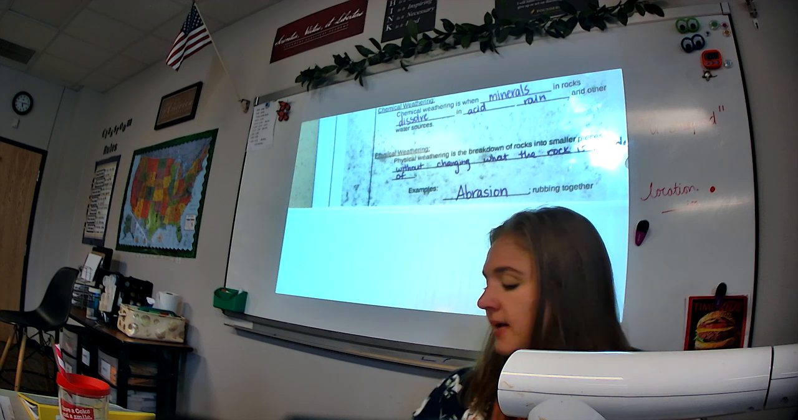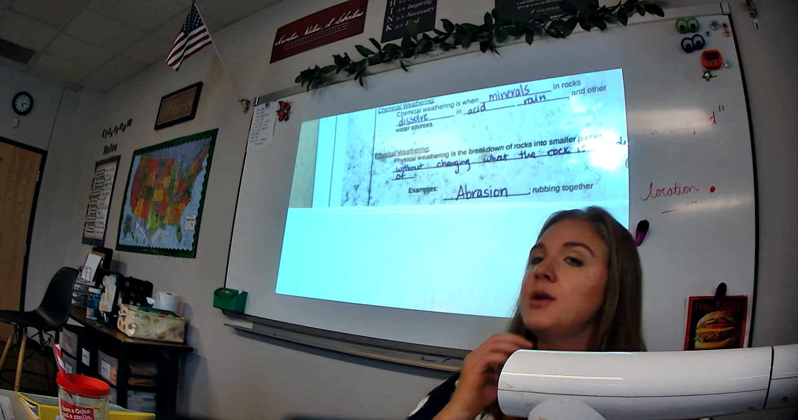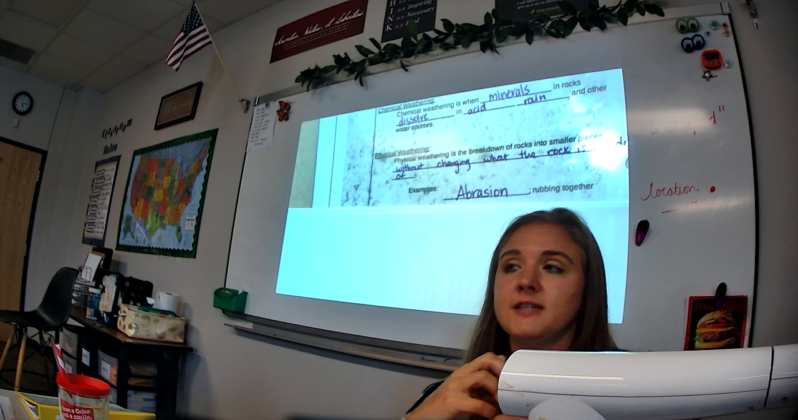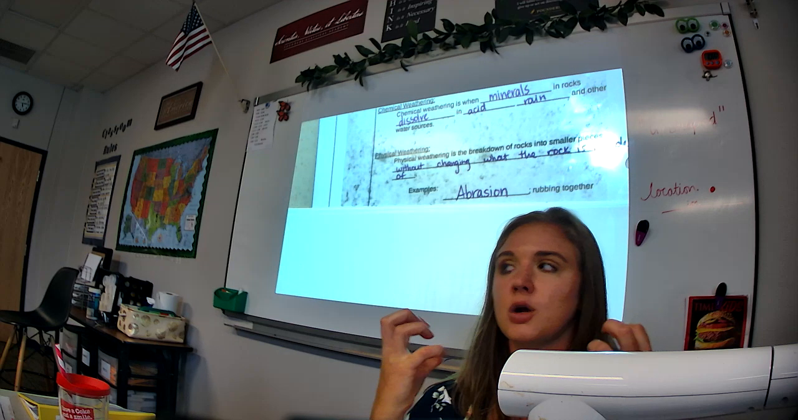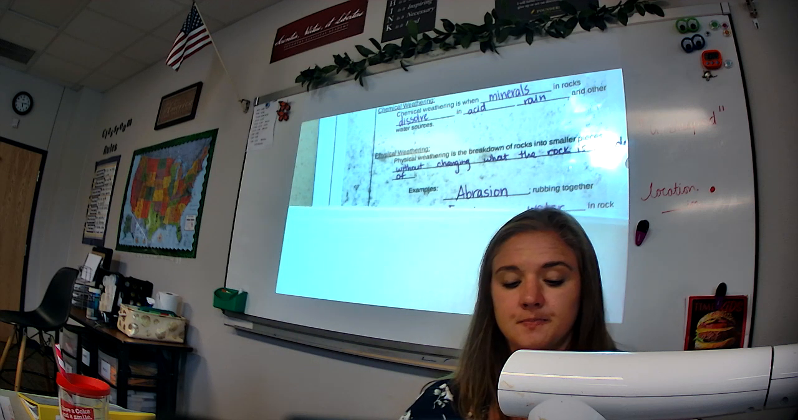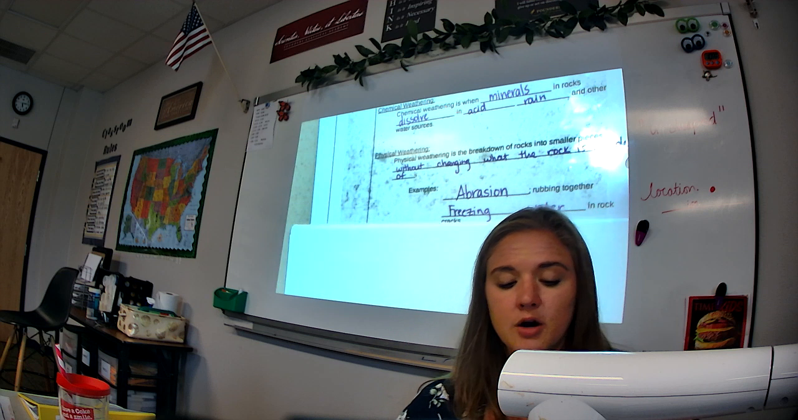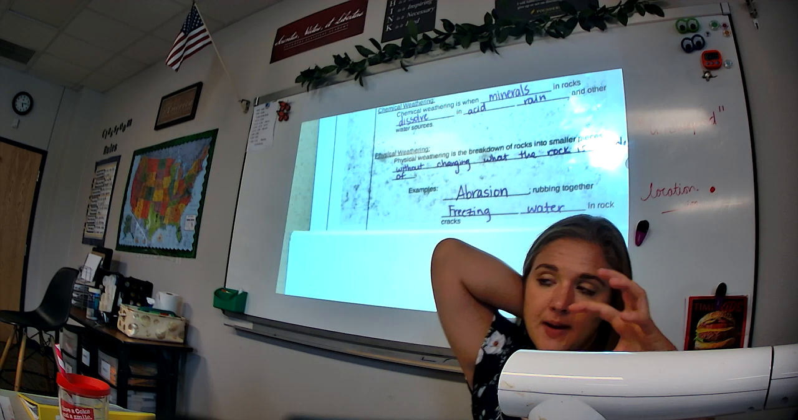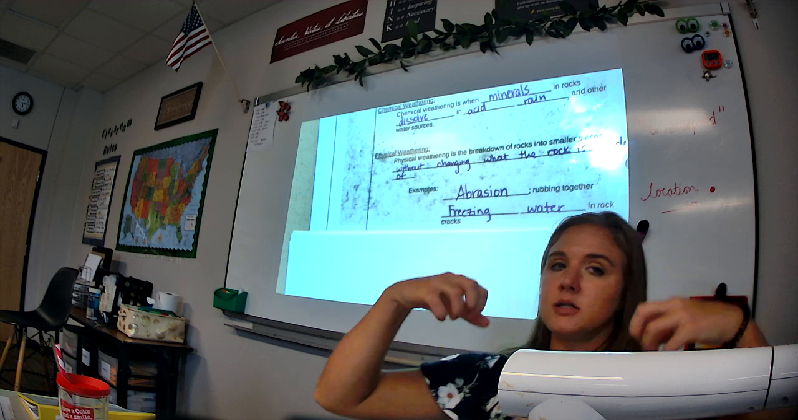What should go in the next blank? Blank, blank in rock cracks. What happens with rock cracks that causes them to physically weather or just get smaller? Jacob? Yes, freezing water. When water seeps into the rock and then freezes in the crack, the water expands, pushing on the crack and causing the rock to break apart.